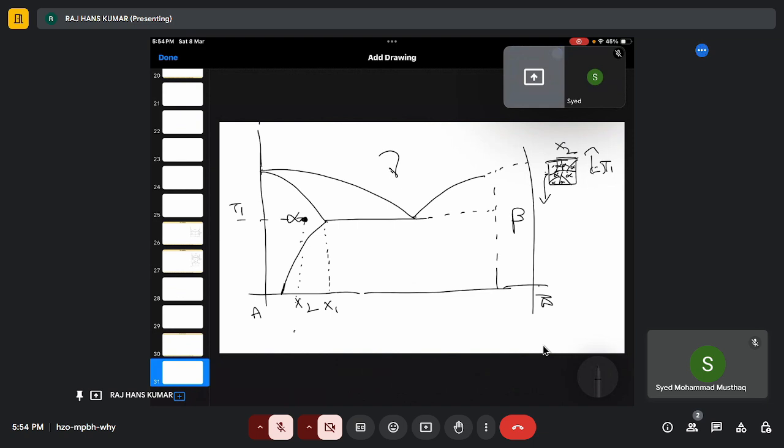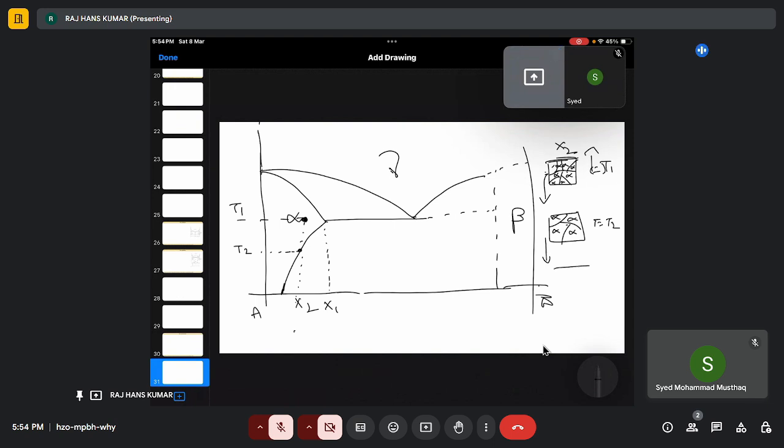Now what I'm trying to do is cool it below T1, right? So let's say I came to T2. Okay. So still there is my alpha grains, right? We have alpha, alpha, alpha, when at T equals T2. Now again I cooled it down.